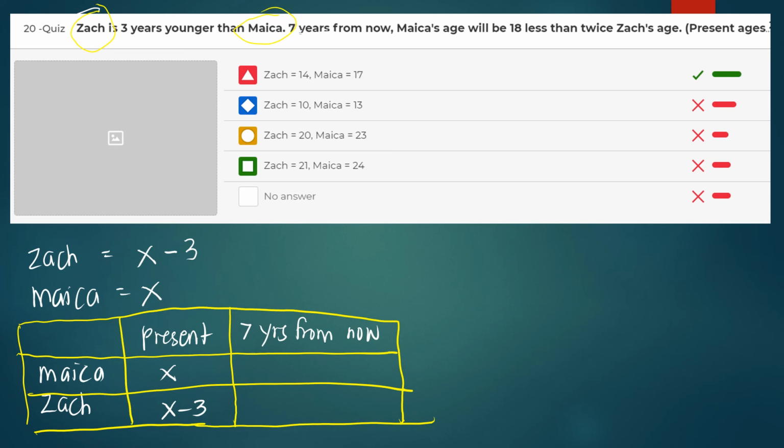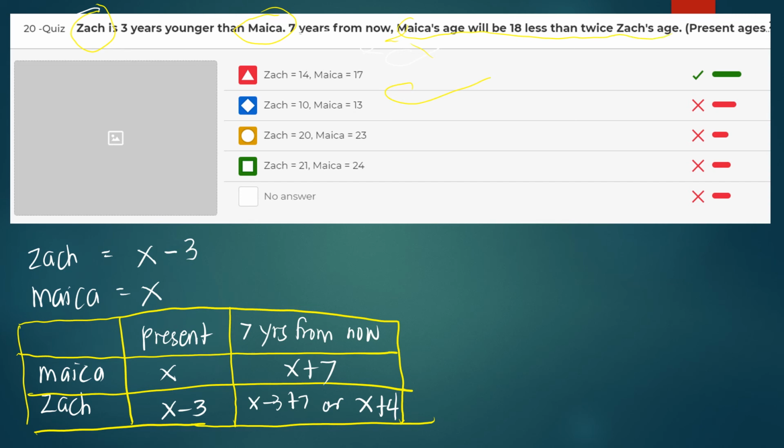So, 7 years from now, madadagdagan parehas ng kanilang ages. So, kung si Micah ay X sa present age, that will be X plus 7. Dagdag tayong 7, no? So, for Zach naman, that will be X minus 3 plus 7. Or, if we're going to simplify, that will be X plus 4. Right? Okay. So, sabi dyan, dito sa ating next na statement, 7 years from now, Micah's age, ito, this one. Micah here, ayun siya.